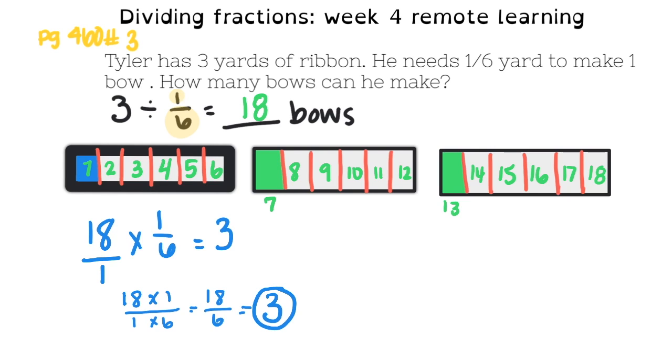So for our next couple problems, that's what you're going to be doing. You're going to be taking your division problem and figuring out how many pieces you're going to break your wholes into and draw a picture similar to this, okay? That's going to help you decide what your answer is, okay?